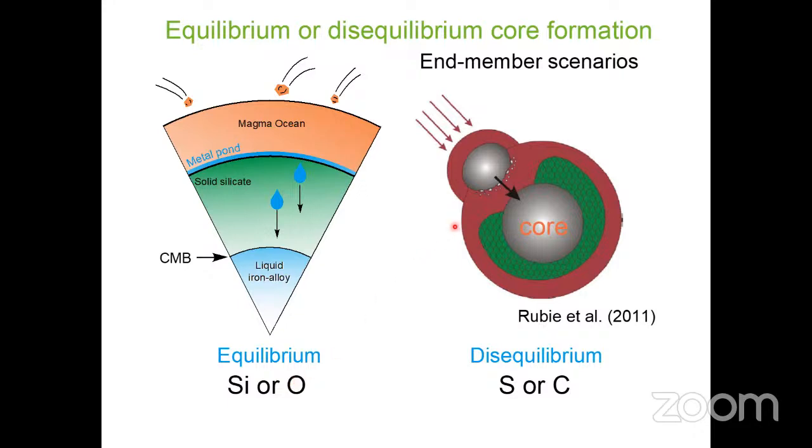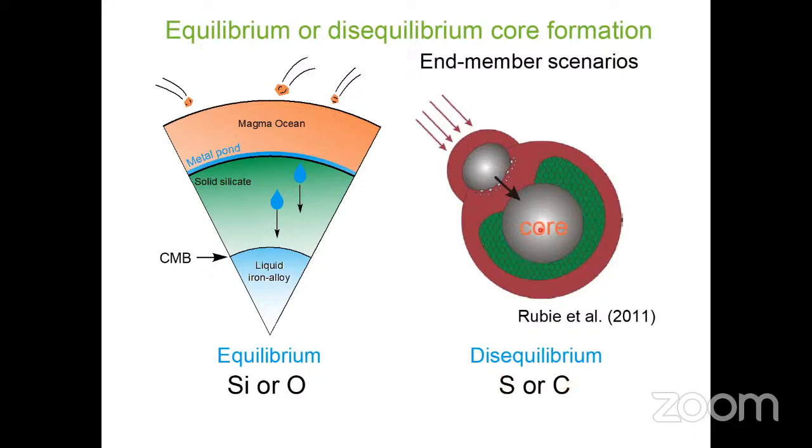The other idea is the disequilibrium model. Okay? So in this scenario, the differentiated core of this incoming body directly merges with the protocore of the Earth. In this case, there is not much time for the core, the iron alloy, to interact with the magma silicate component. So in this case, silicon and oxygen should not have partitioned into the core melt. And if there is light element in the core, that must be sulfur or carbon as the major light elements.